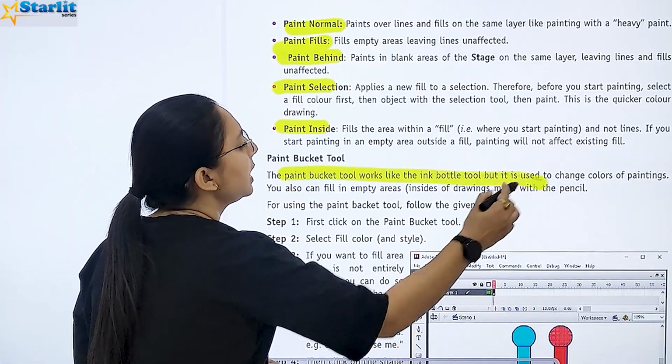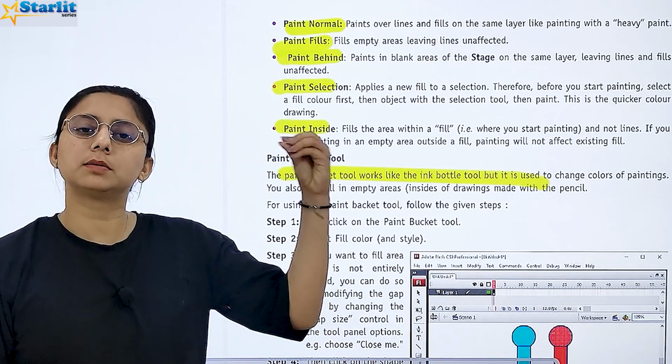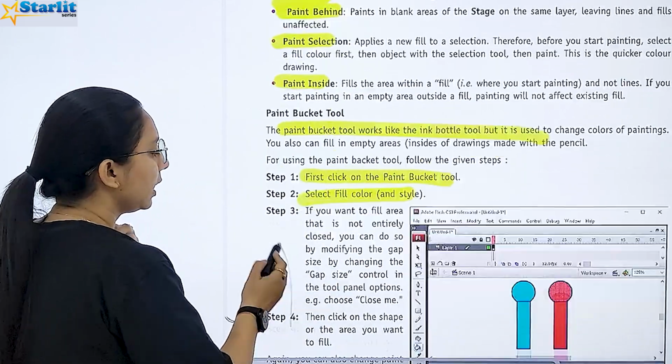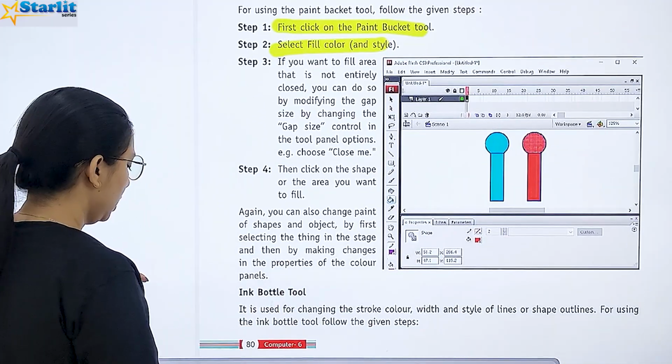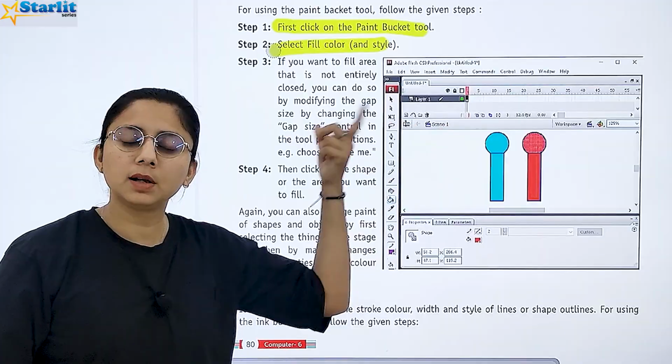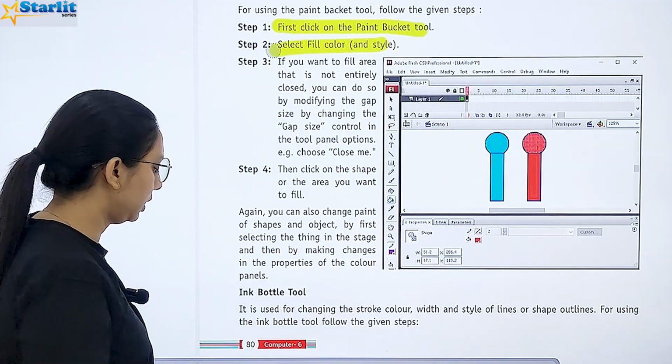Paint bucket, it works like ink bucket. आपने उठाया और पूरा जब आपको color करना है. So first click on the paint bucket tool, fill the color, whatever color you want to fill, right? You can set gap sizes also. Then you will click on the shape, आपने bucket लाई और यहाँ पे fill करा, full color will be done.